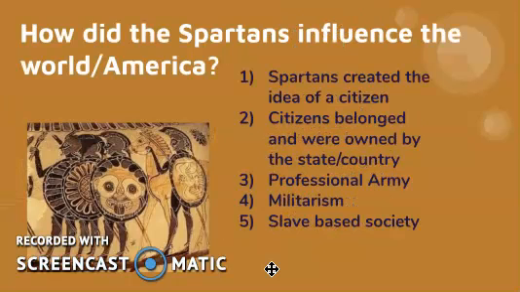How did the Spartans influence the world and America? You have a list of 5 things. Spartans created the idea of a citizen. Citizens belonged to and were owned by the state and country. Professional army, militarism, and a slave-based society. All of those played a factor in what we see, or what we have seen, in the United States.